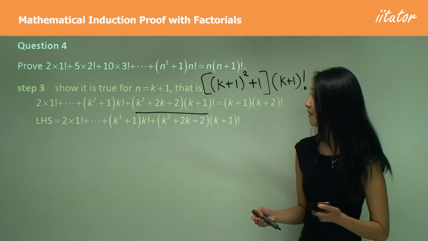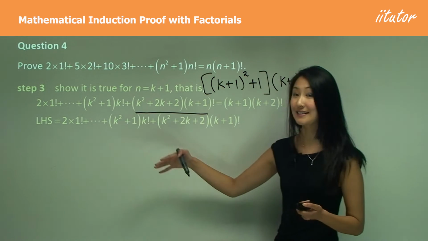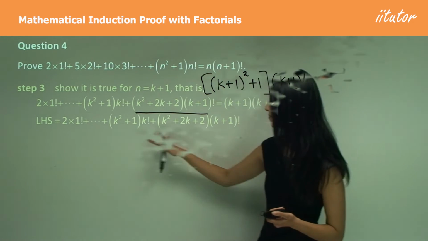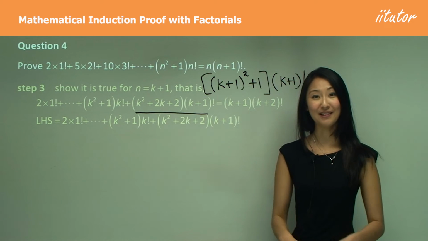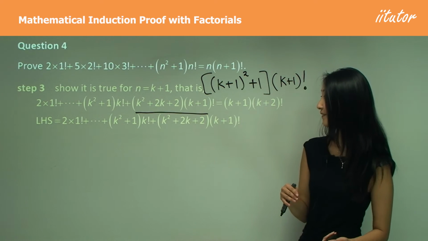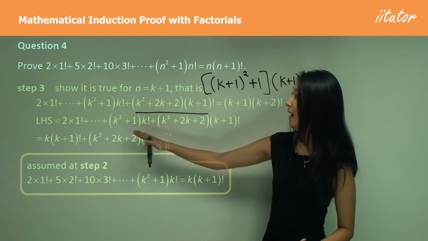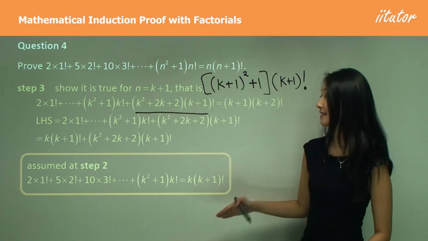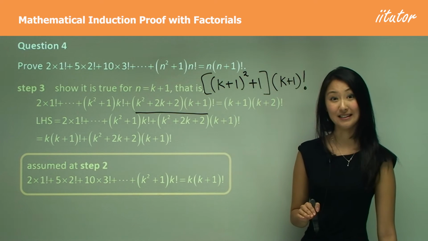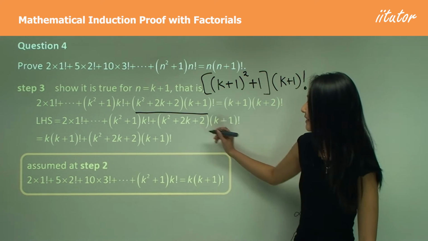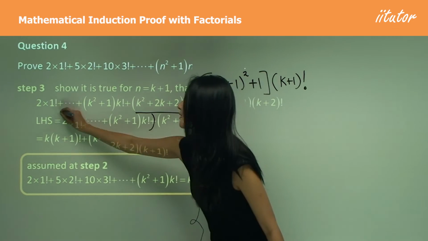With proofs, we always start with one side. So let's start off with the left-hand side. And remember, this is when we need to apply the assumption from step 2. So I want you to identify which part of this looks like the left-hand side of our assumption in step 2. Yeah, that's right. It's going to be this part here, isn't it?